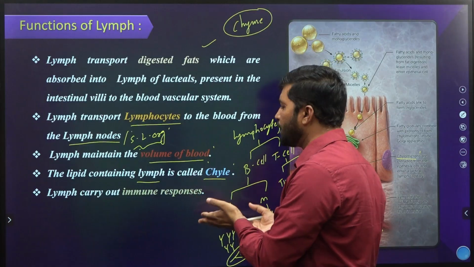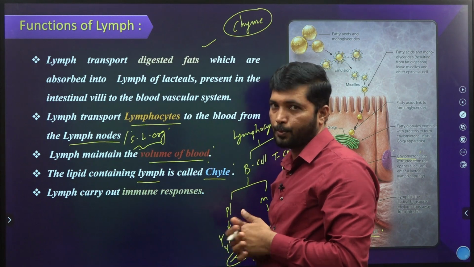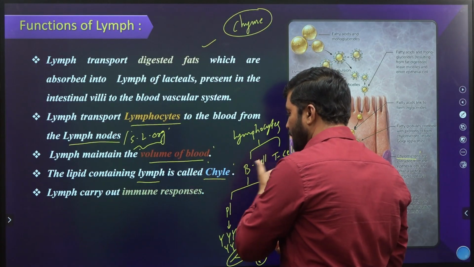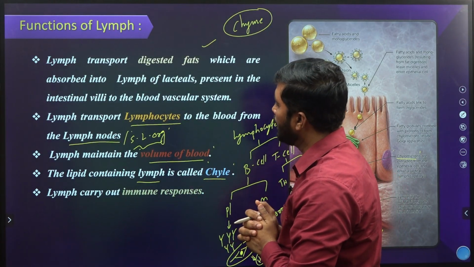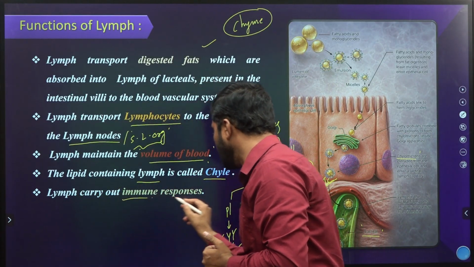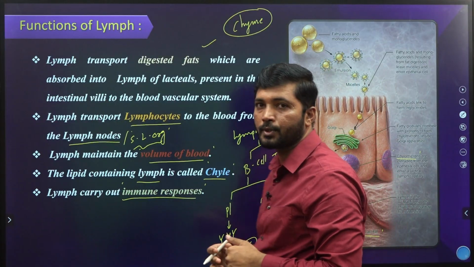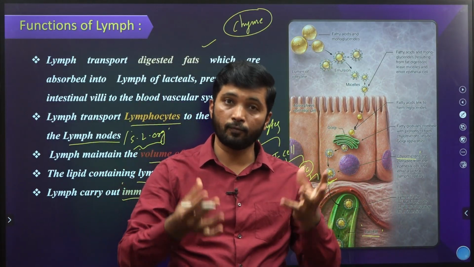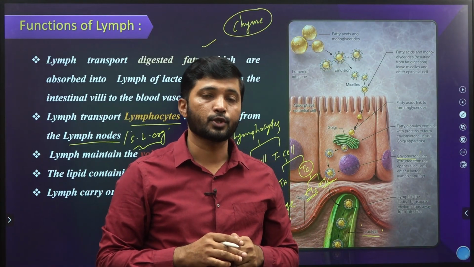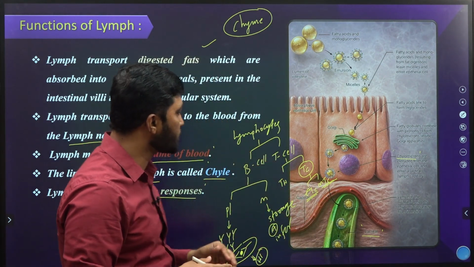Simply, it is nothing but milky fats, the digested fat, which is absorbed into the lymph and transported. That is chyle, because it is transported in the form of chylomicrons. That's why it is called chyle: milky fats in the lymph. Next, lymph carries out different immune responses, because it carries lymphocytes and phagocytes, the engulfing cells, which are ready to engulf pathogens and destroy pathogen activity, finally protecting our bodies. These are the functions of the lymph.